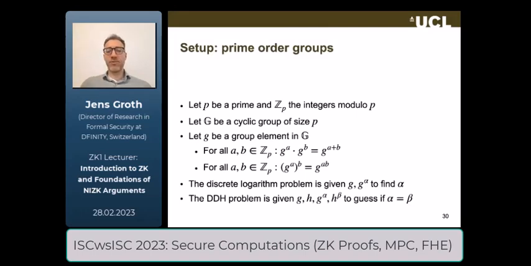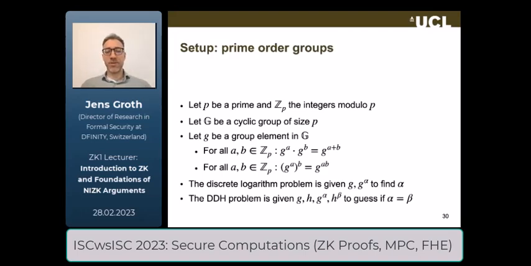Okay, and we also have the double exponentiation property. If you have g^a and you raise that to the b, then you get g^(a times b). Okay, and there are very well-known cryptographic problems and assumptions associated with this, right? One is the discrete logarithm problem: if you're given g and g^alpha, then the goal is to find the discrete logarithm alpha.